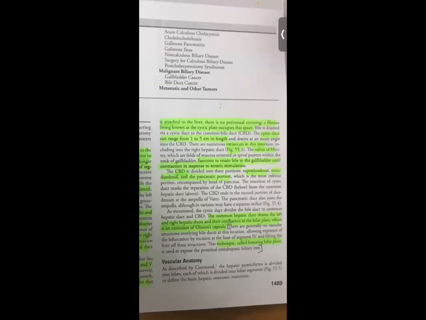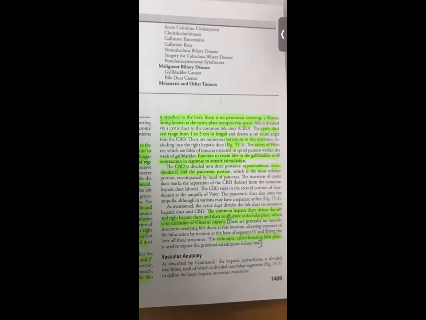Next is the valves of Heister. This is an important MCQ. The valves of Heister are not anatomical valves; rather, they are functional valves. They are folds of mucosa oriented in a spiral pattern within the neck of the gallbladder. The function of the valves of Heister is to retain the bile in the gallbladder until the contraction in response to enteric stimulation. Only after enteric stimulation has occurred will it release the bile. And important is, it is only a functional valve. It is not an anatomical valve.